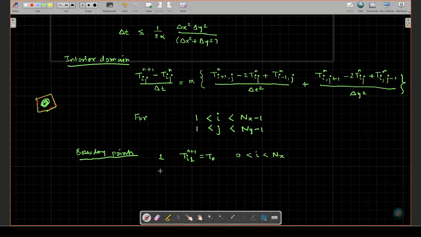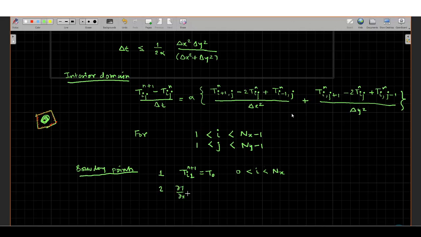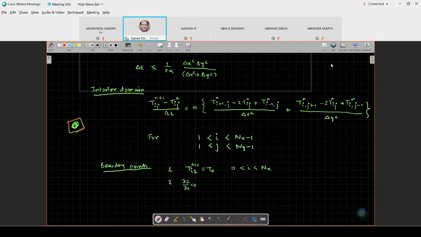Second condition was del T del x equals 0. How can we do this? Del T del x equals 0 is at the left. So this first boundary condition will be run for all i as well as for all n, right?